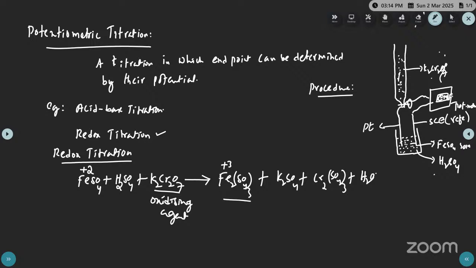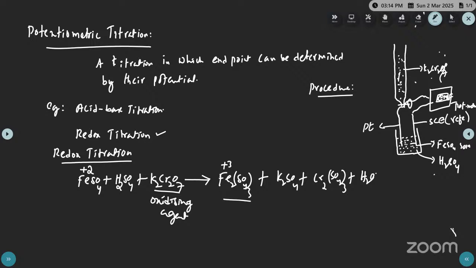Initially we note down the potential, the EMF of the FeSO4 solution, and after that add a little amount of potassium dichromate every time. Add for example 1 ml of potassium dichromate and note down the potential of the solution. Every time add 1 ml, 1 ml, 1 ml like that, and note down the EMF of the mixture.